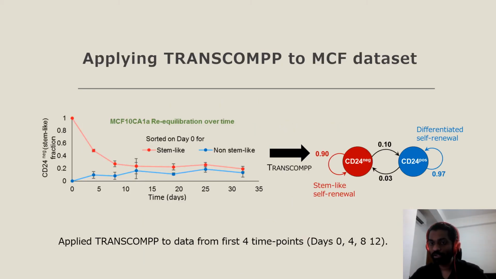And so we applied TRANSCOMPP to just the first 4 data points, and we observed that the best fit transition matrix would have the transition rates shown in this Markov model on the right. Stem cells had a 90% chance of self-renewal or giving rise to themselves, whereas differentiated cells had a 97% probability of giving rise to themselves. You can already see that there's a very small but non-negligible amount of de-differentiation that TRANSCOMPP predicts in this model.